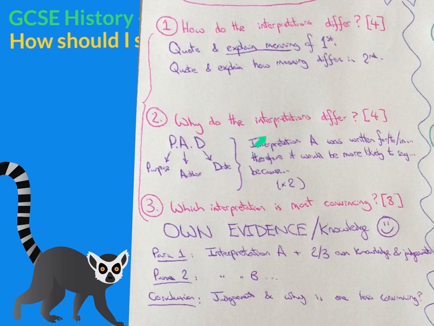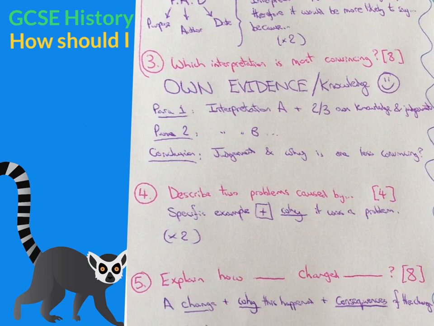And I would say, okay, well, interpretation A was written in 1973, therefore it'd be more likely to say positive things because I know that, and I'm using a piece of my own knowledge to back it up, reforms have been put in place to enable women to access abortion for the first time. Interpretation B was written for or by or to, therefore it would be more likely to say something positive or negative because. So it's just a couple of sentences, but you must make sure you briefly use a piece of own knowledge for both interpretation A and interpretation B.